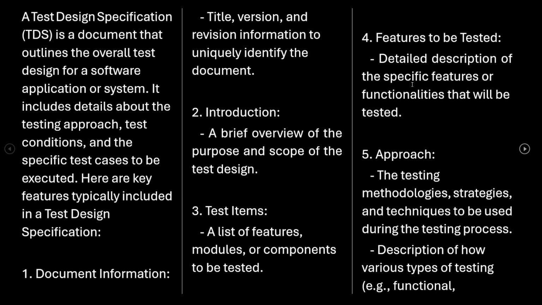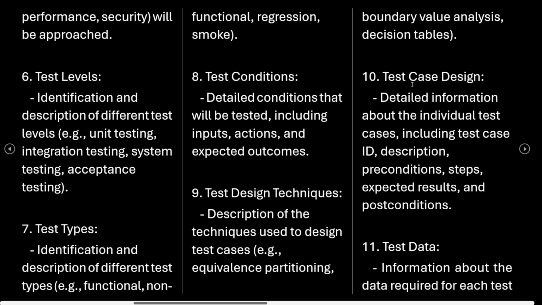Document information: title, version, and revision information to uniquely identify the document. Introduction: a brief overview of the purpose and scope of the test design. Test items: a list of features, modules, or components to be tested. Features to be tested: detailed description of the specific features or functionalities that will be tested. Approach: the testing methodology, strategies, and techniques to be used during the testing process, with a description of how various types of testing, for example, functional, performance, security, will be approached.